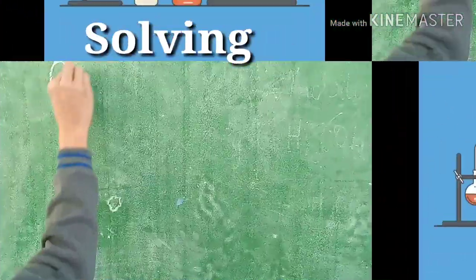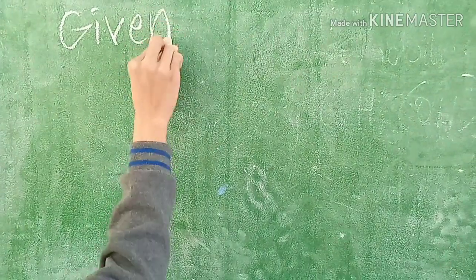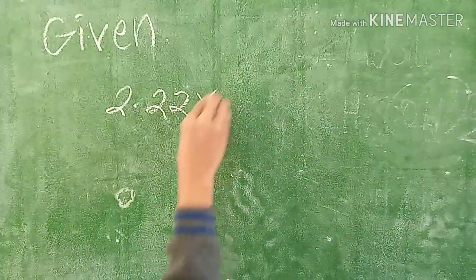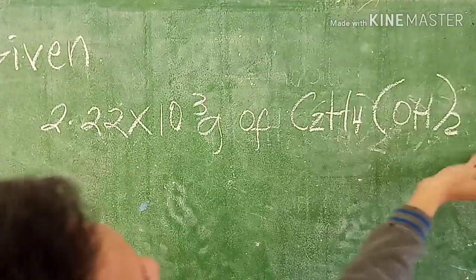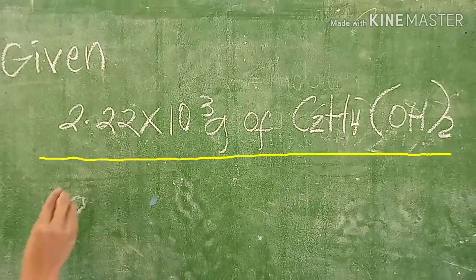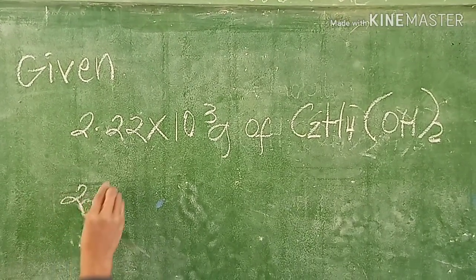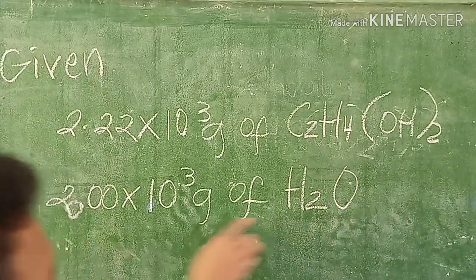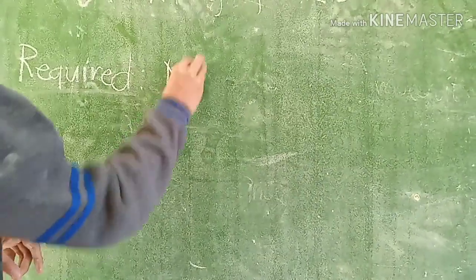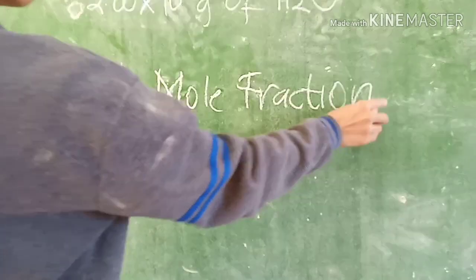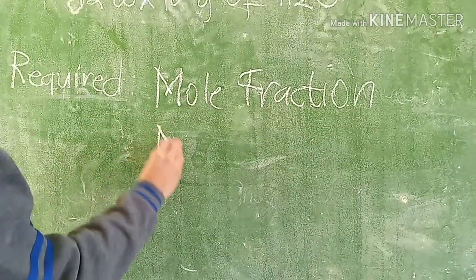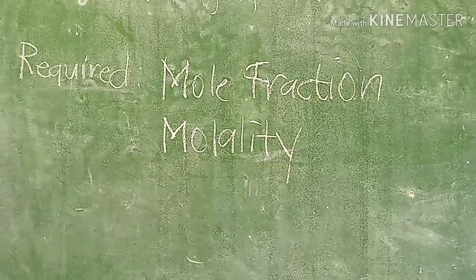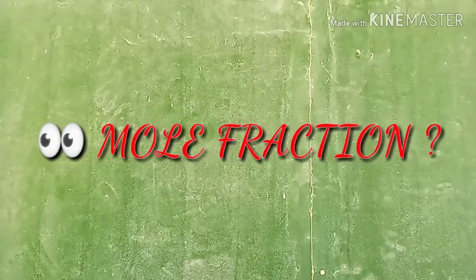The thing that we need to do is to write the given and required. Given: 2.22 times 10 raised to the power of 3 grams of ethylene glycol, and 2 times 10 raised to the power of 3 grams of water, or H2O. Required: the mole fraction of ethylene glycol. Next is the molality of ethylene glycol. Next, we need to find the mole fraction of ethylene glycol.